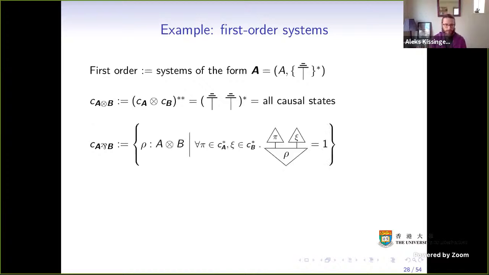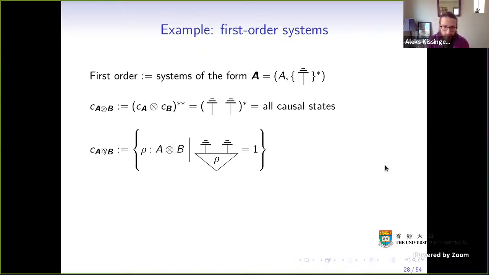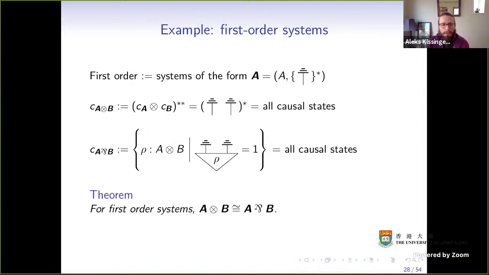But then the par is this thing. It's the set of all states which are normalized for these product effects. And again, that's just all causal states. So at the first order, the tensor and the par are the same thing. So that's maybe a good answer of why you never had to learn what a par was if you did physics in school.